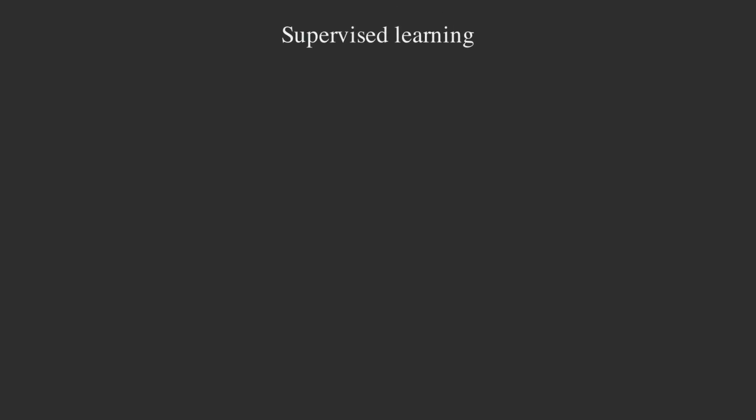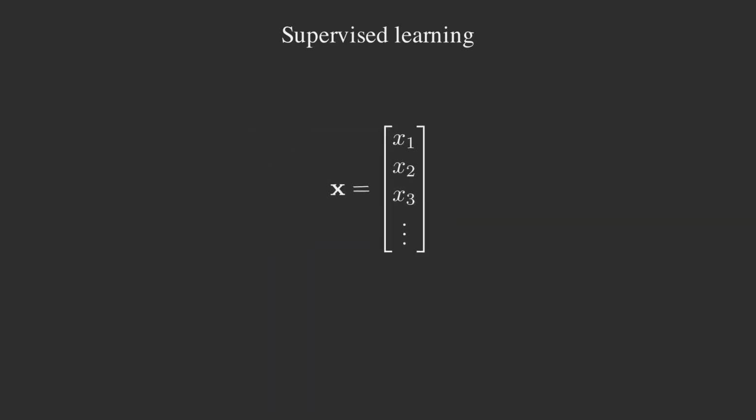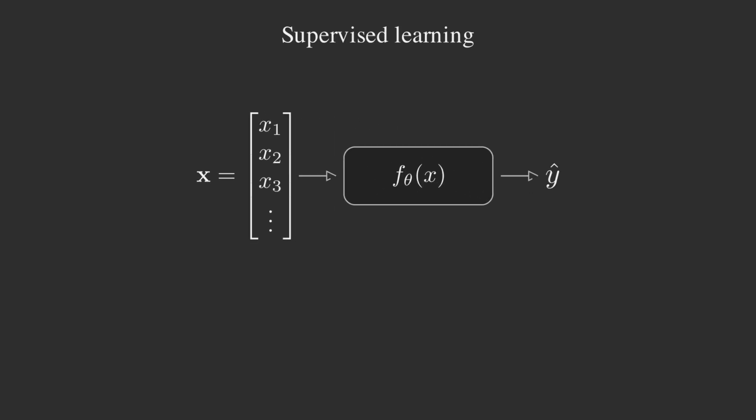In supervised learning, life is simpler. We have a dataset of our inputs, here written as the x's, and our labels y. So the input of our model is the vector of all features. We can then learn a parameterized function f_theta of x, where theta are the learnable parameters, that predicts the labels based on the input, here written as y hat.